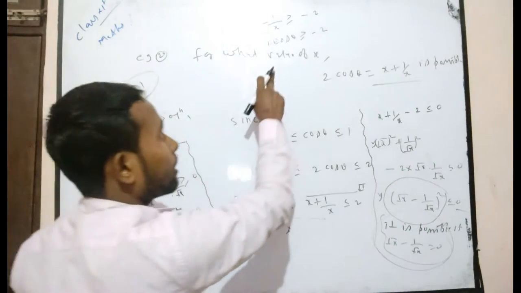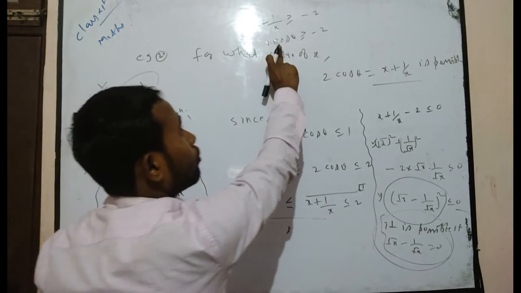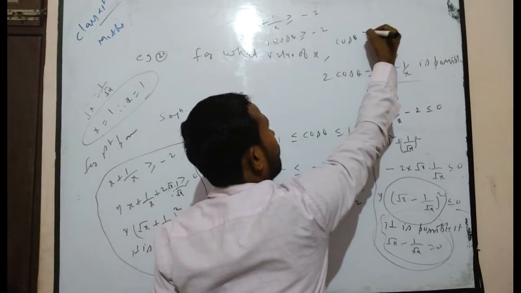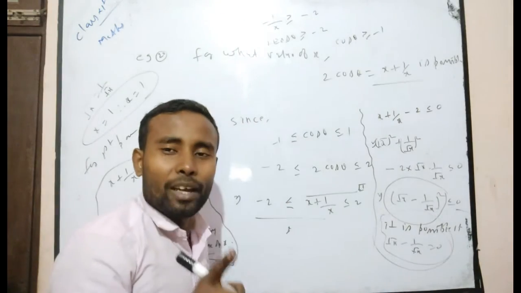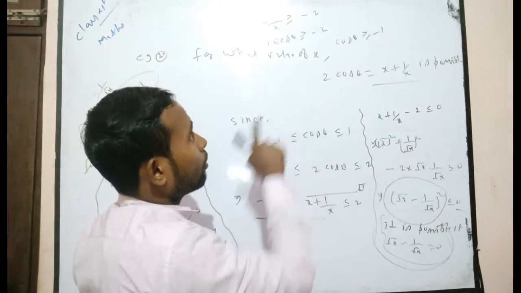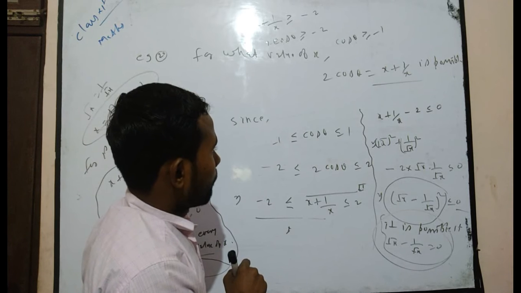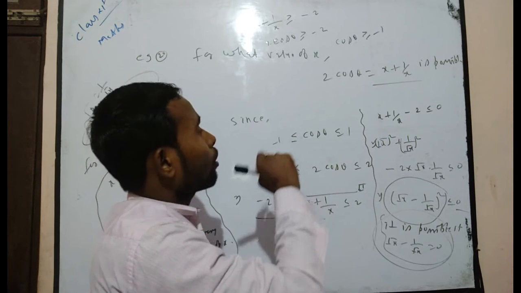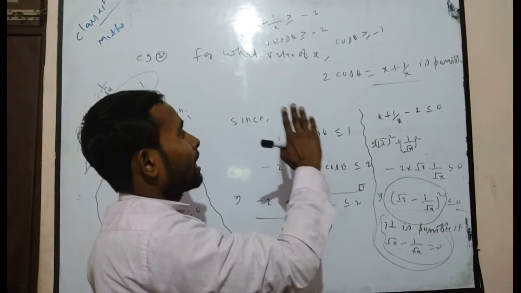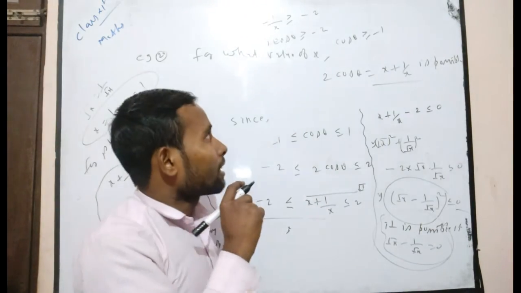It is true. But if you consider here 2 cos theta is greater than minus 2, in that case cos theta is greater than or equal to minus 1. As you know that cos theta can't be less than that, that means cos theta is greater than or equal to minus 1. That means it is true for every value of cos theta greater than or equal to minus 1.